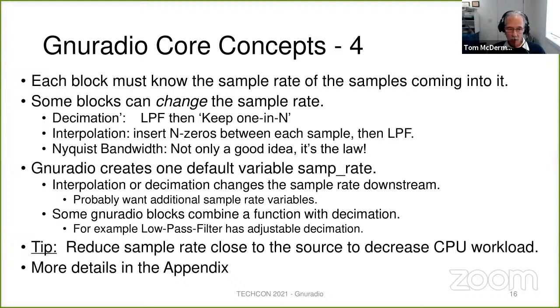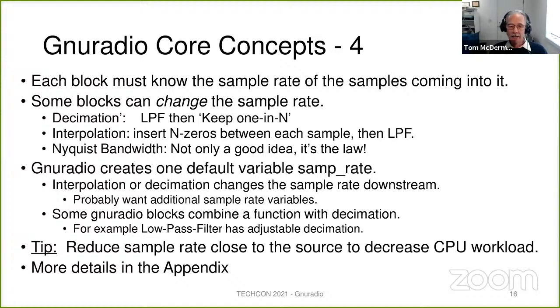There's an equivalent block called interpolation where you can speed things up. You can insert n zeros between each sample, then low pass filter. For example, that same radio might have a transmitter that has to be clocked at a minimum of 1 million samples per second, but you just want to feed it something from your sound card. For example, a microphone connected to your sound card. So you'd have to interpolate up the sample rate and then low pass filter it.